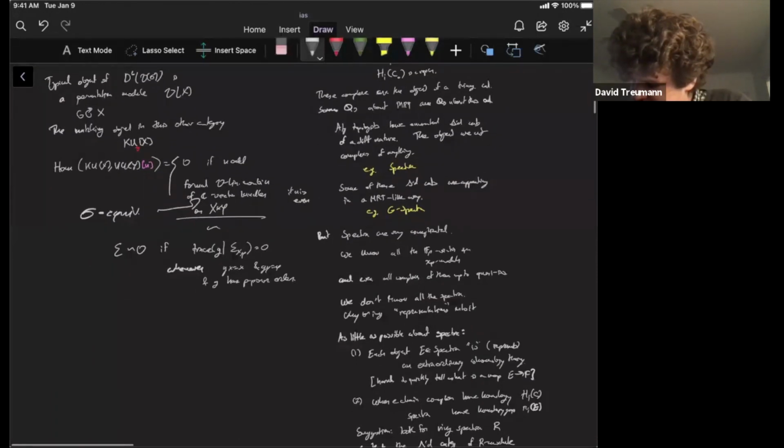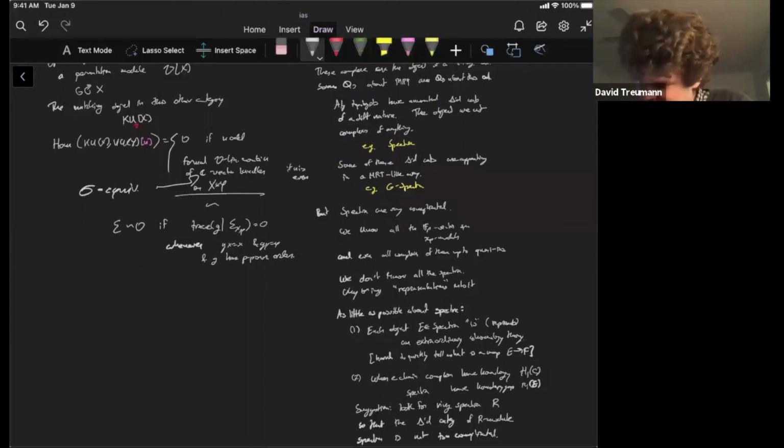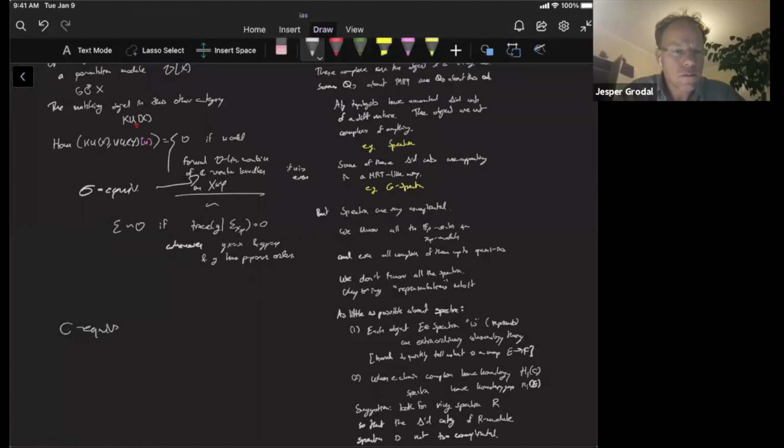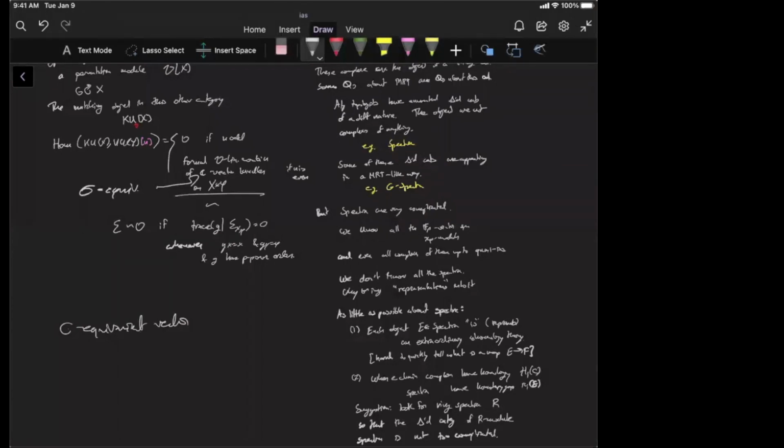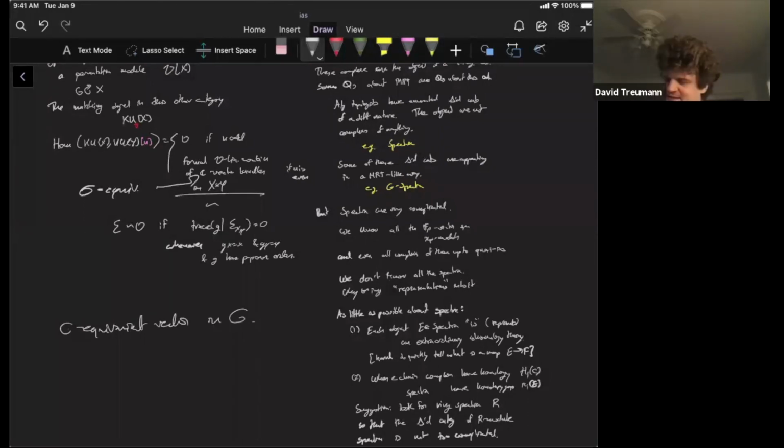Lusztig wrote this ring down in the 80s, that you can look at G-equivariant vector bundles. Okay, something having to do with the Drinfeld double of the group algebra, you mean? I don't know. It's conjugation equivariant vector bundles on the group divided by this equivalence relation. So the spectrum of that ring is interesting.